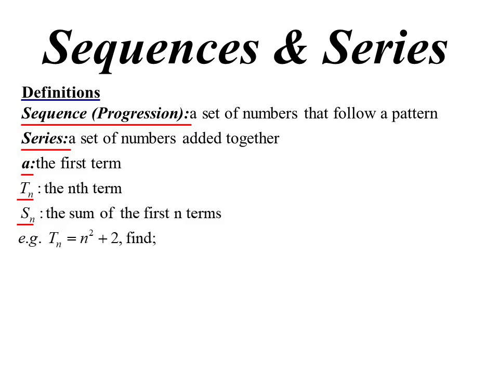So for an example, here's the formula that describes a pattern, n squared plus 2. They want us to find, well, what would be the fifth term? Now, it's just a substitution question. Substitute 5, we get 27.